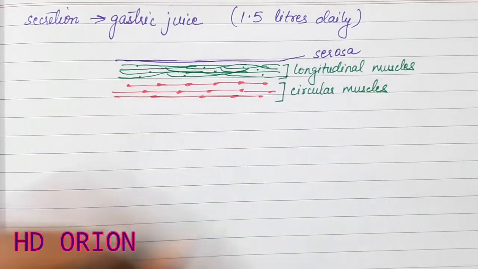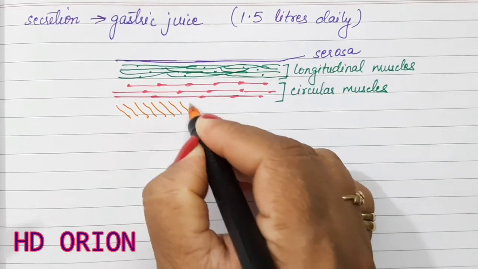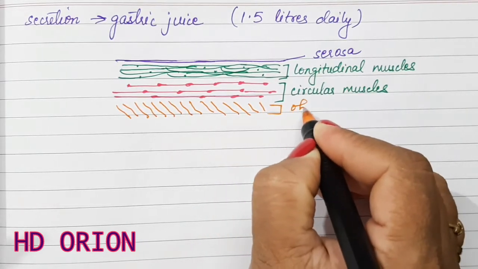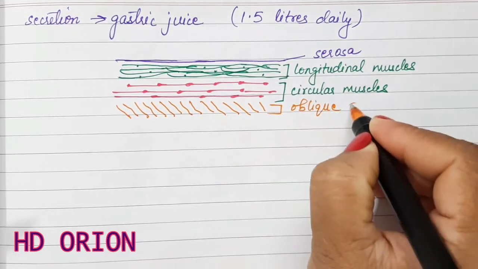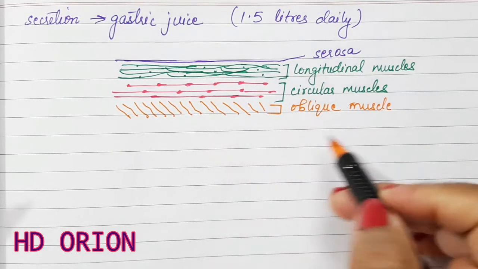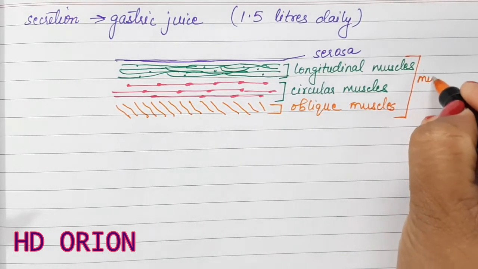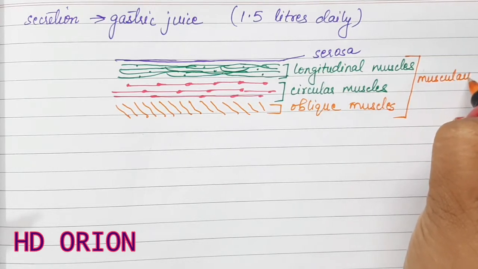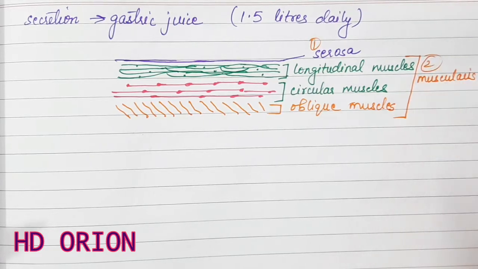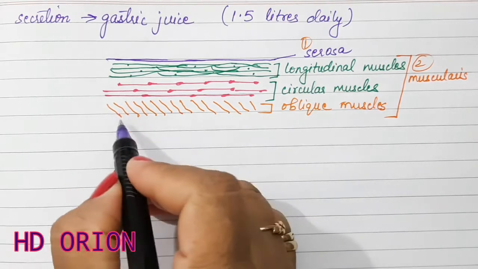and the innermost are oblique muscles. The oblique muscles are peculiarly found in the stomach and at some places of the intestine. So these all 3 make the second layer, which is the muscularis. The outermost is the serosa, which is 1, then the second layer is the muscularis, and below this is the submucosa layer.